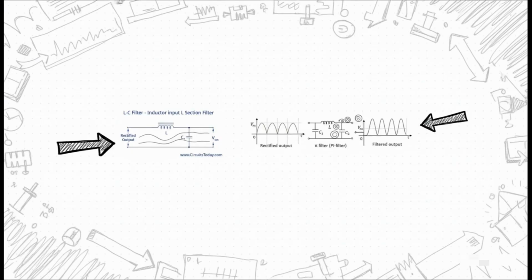Over on the left, you've got the LC filter, which pairs an inductor and a capacitor. And on the right is the pi filter, which gets its name because its diagram kinda looks like the Greek letter pi. The key difference here is that the pi filter adds a second capacitor for even more smoothing power.